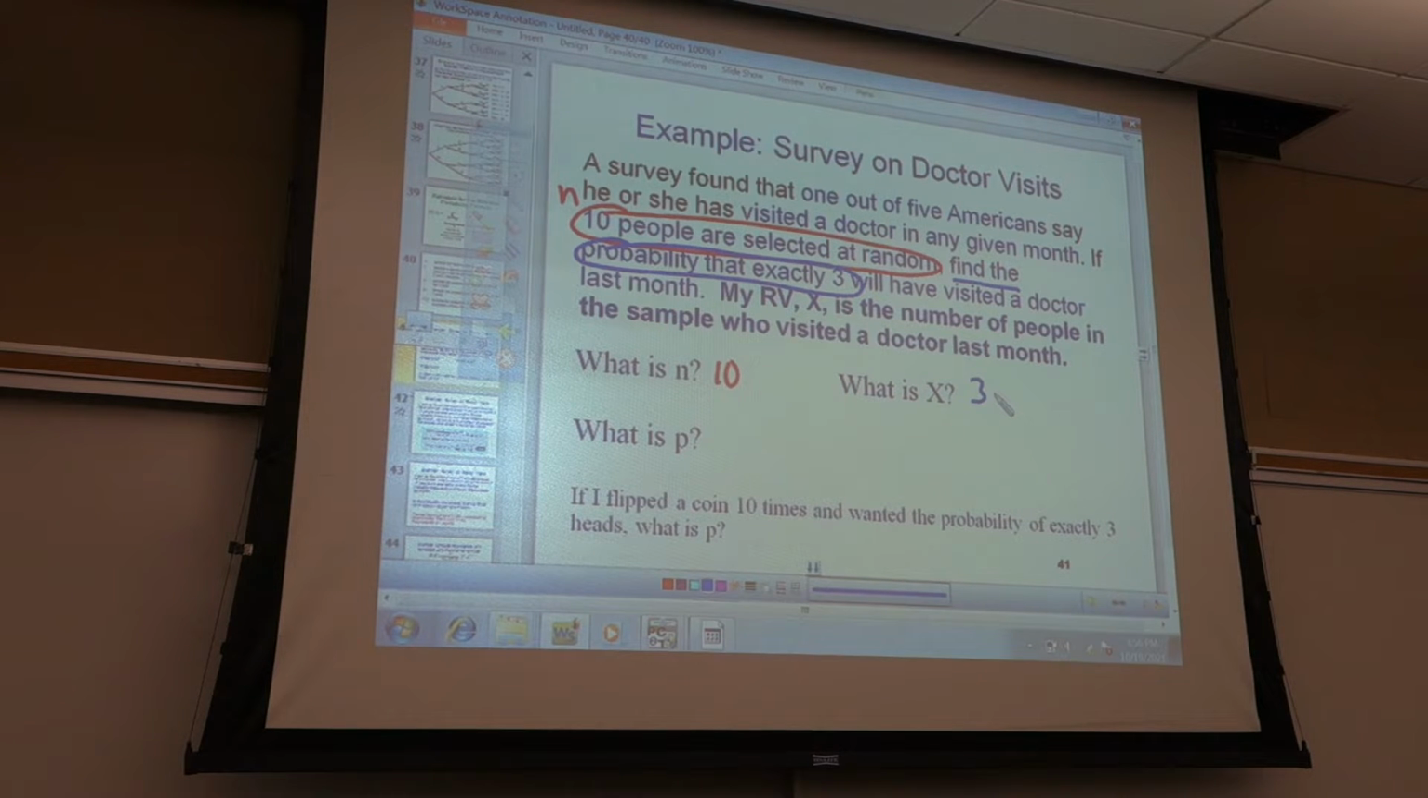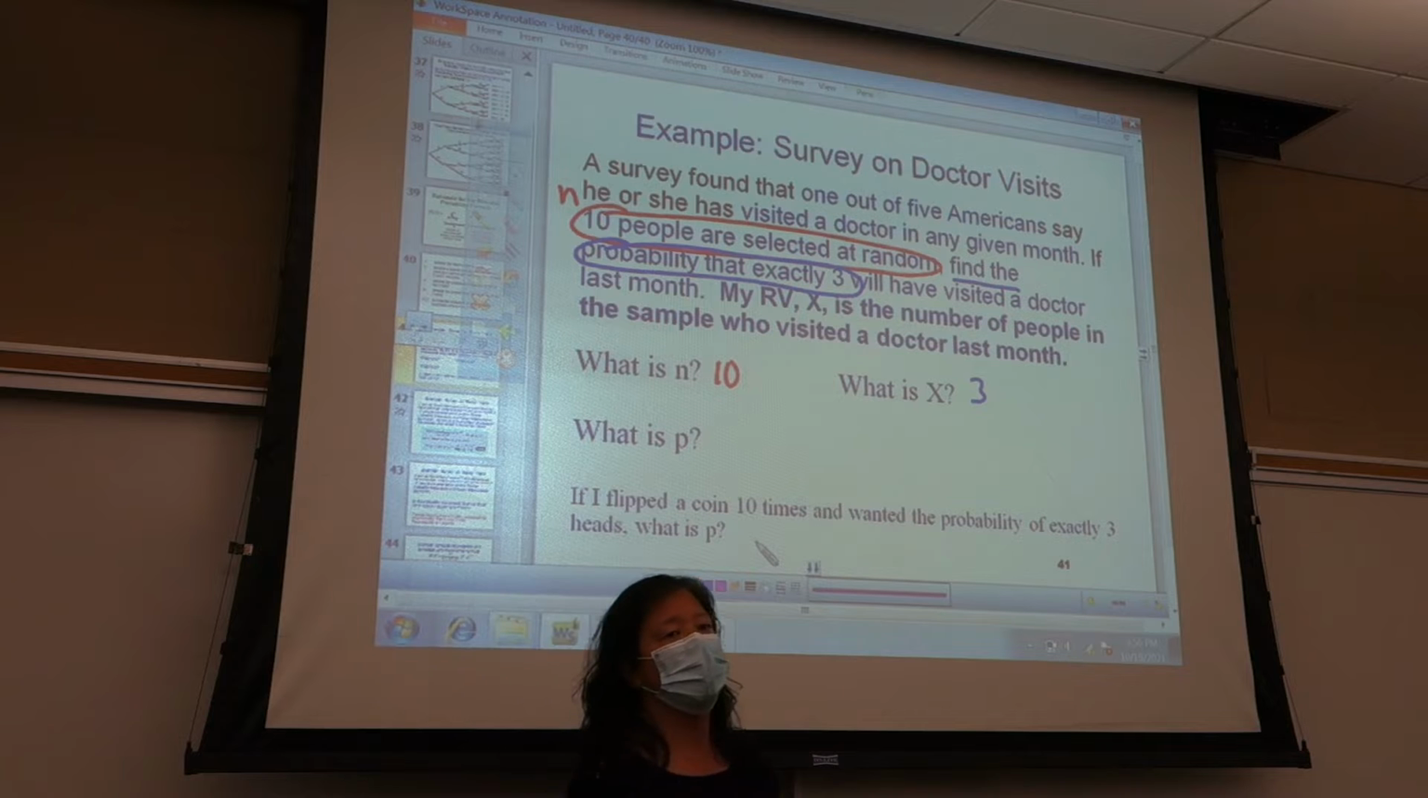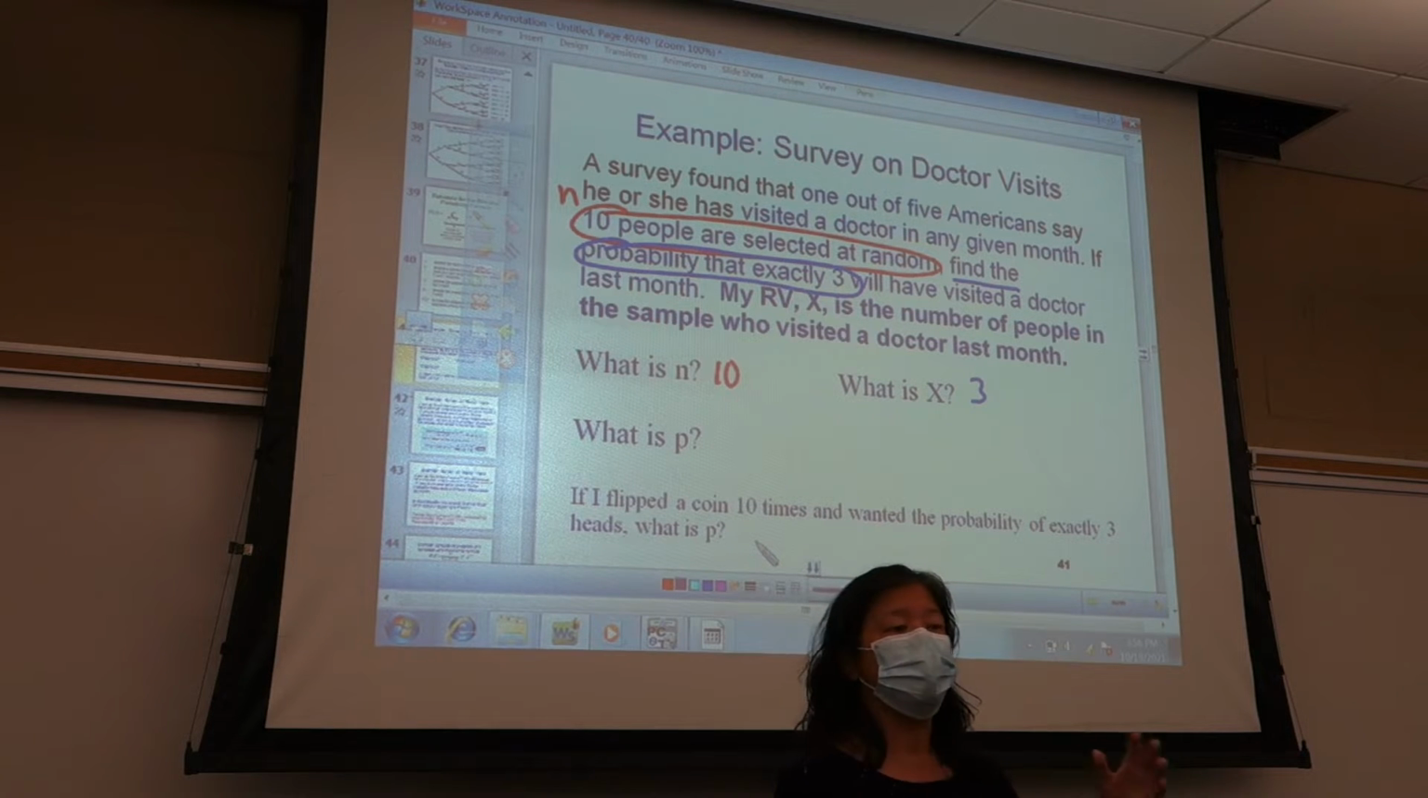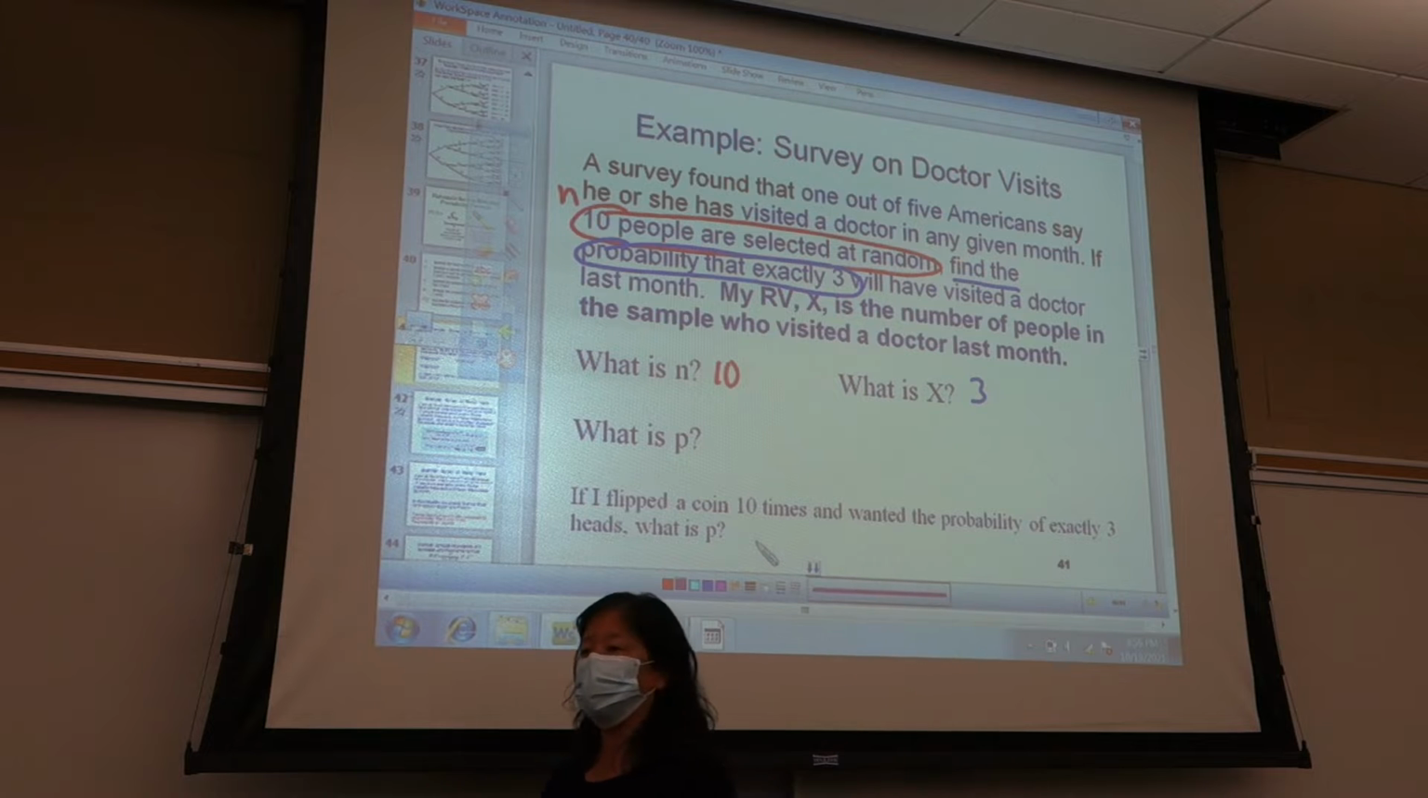What's my little p? This is the one that's a little tricky for folks. What's little p? What's the probability I pick somebody and they visited a doctor? So that's something I'm giving you. It doesn't change. It's a statement that's given to you. What's the probability I pick somebody and they have gone to a doctor?